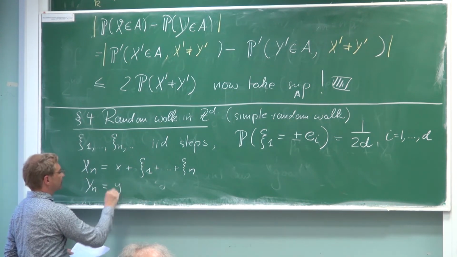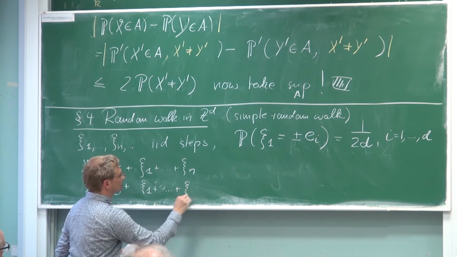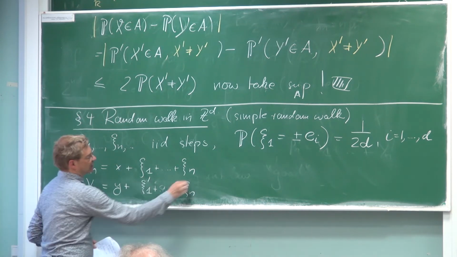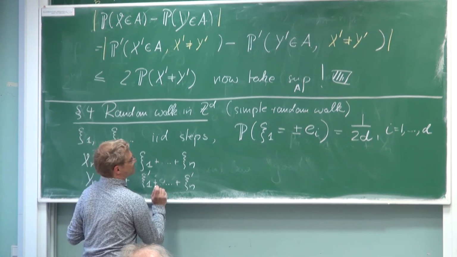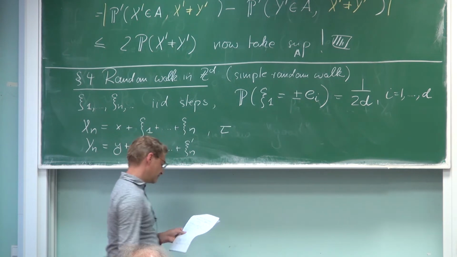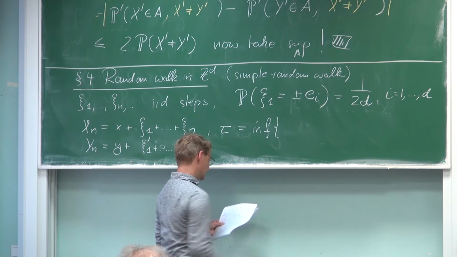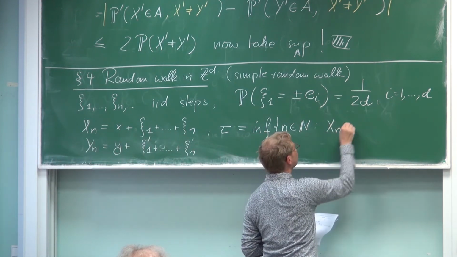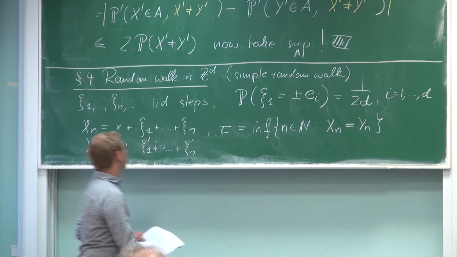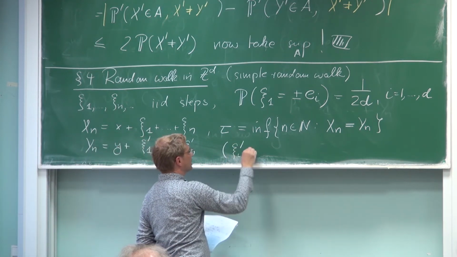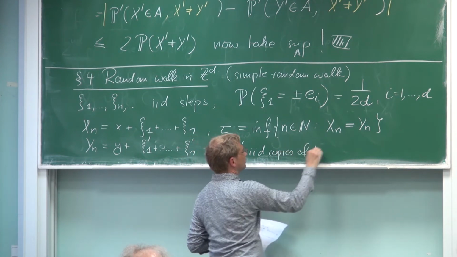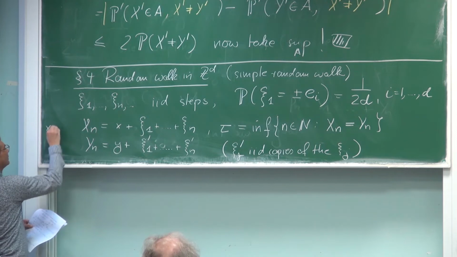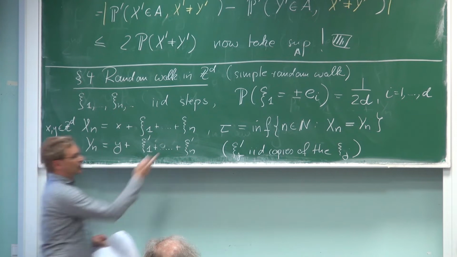And Y_n just signifies that I take essentially the same random walk, but at a different point y. I'm a bit sloppy here. You don't really take the same random variables, but you, strictly speaking, take copies. And what I'm now interested in is the time where those two meet. So it's the infimum of all n in N such that X_n and Y_n coincide. So the primes, again, are IID copies of the xi_j's. So I have two independent random walks at different starting points. And I ask, when do they meet? That's the meeting time.